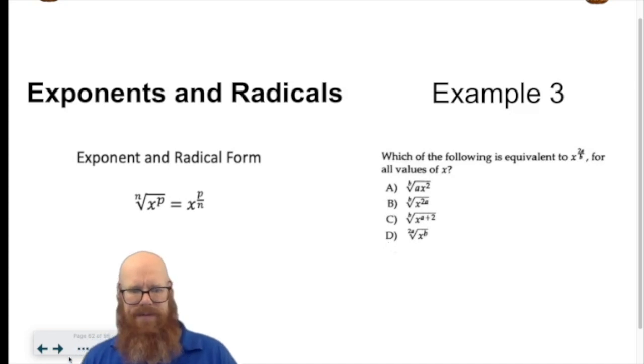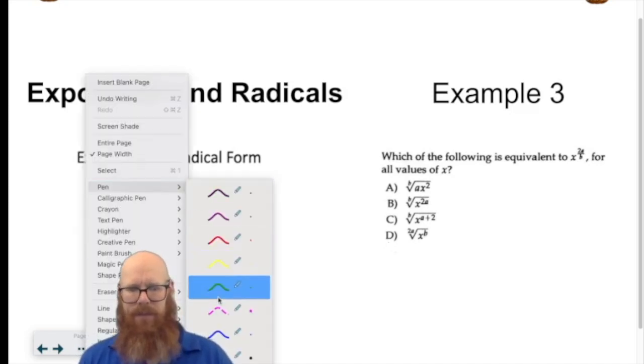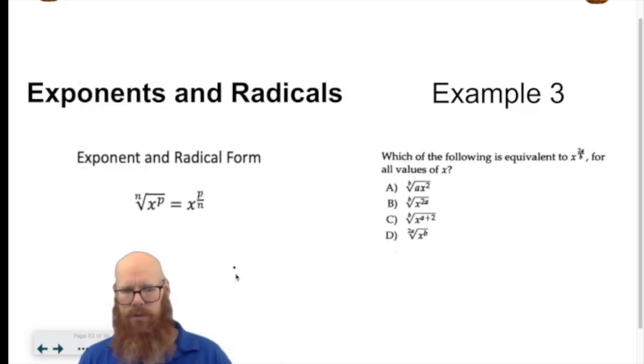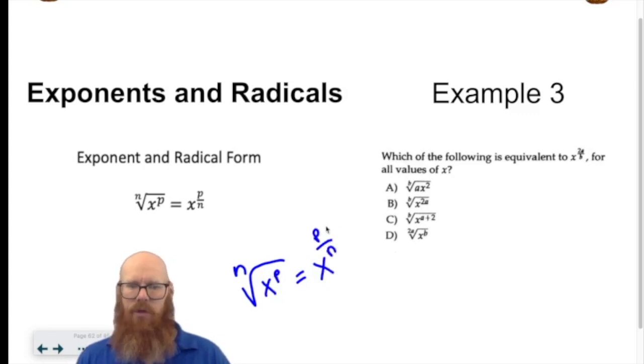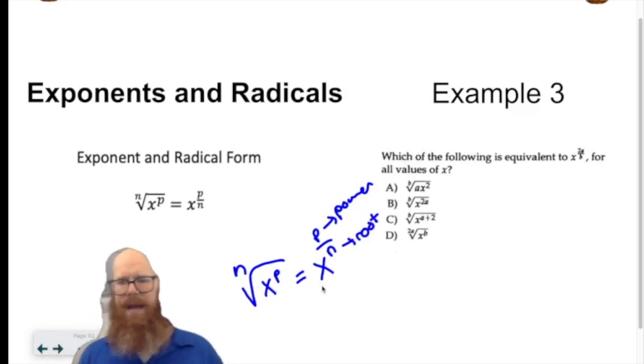So what happens here is when you have something in radical form, in this case they have the nth root of x to the p, and they're saying that's the same as x to the p over n. The numerator is always the power and the denominator is always the root. That's how we can switch back and forth.